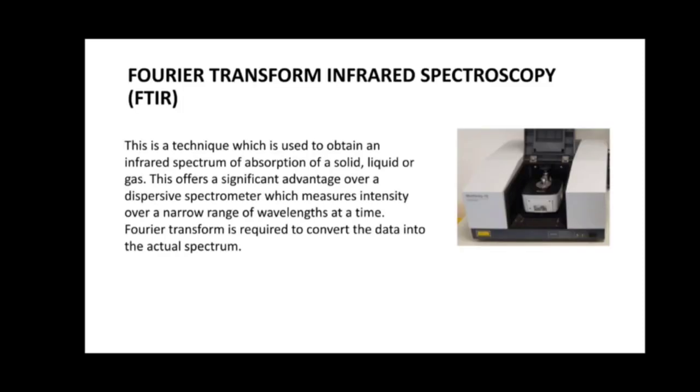Fourier transform infrared spectroscopy. This is the technique which is used to obtain an infrared spectrum of absorption of a solid, liquid, or gas. This offers a significant advantage over a dispersive spectrometer, which measures intensity over a narrow range of wavelength at a time. Fourier transform is required to convert the data into the actual spectrum.